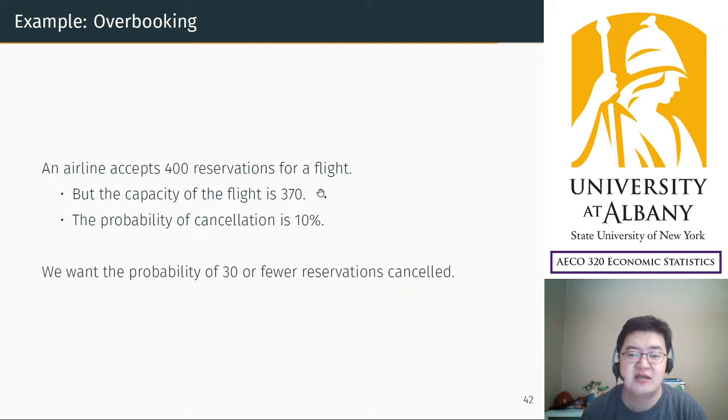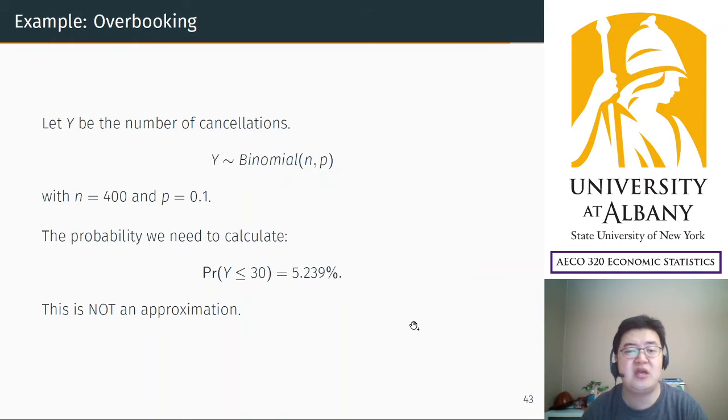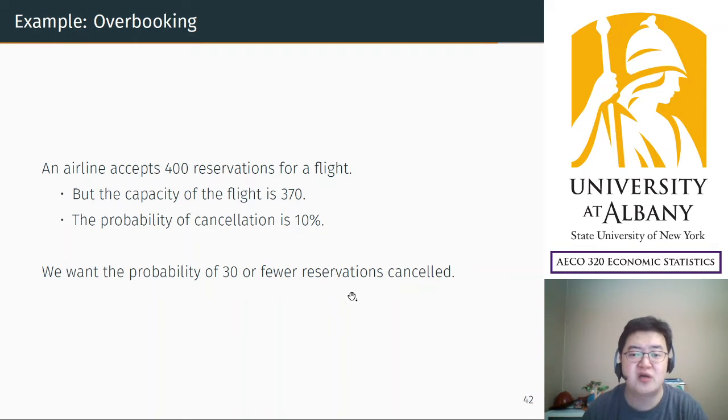It means if the number of cancellations is 30 or fewer, then overbooking causes troubles. For example, if only 20 tickets are canceled, then there are 10 more passengers who need to take the flight than the capacity of the flight. So we are going to calculate this probability.